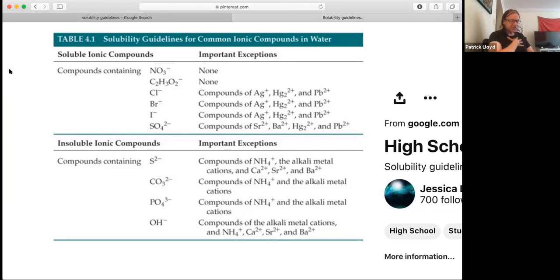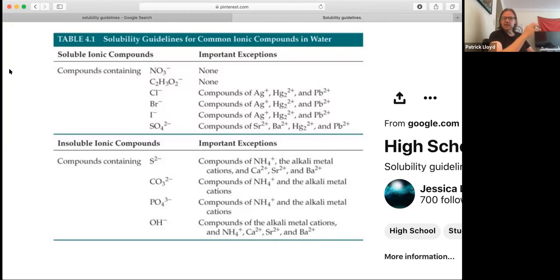Carbonates are generally insoluble, but there are a few exceptions to that as well. So if you combine it with ammonium or again, the alkali metals, lithium, sodium, potassium, rubidium, cesium, group 1A, those ones are soluble. They will dissolve. So when you do these problems, if you see an alkali metal, it's going to be soluble. It's always soluble. But most carbonates are not.